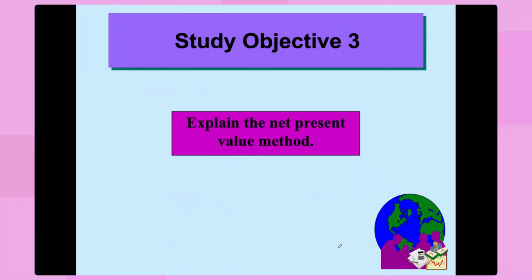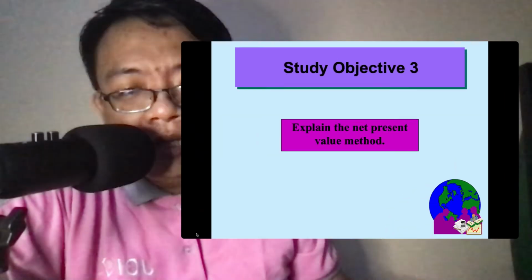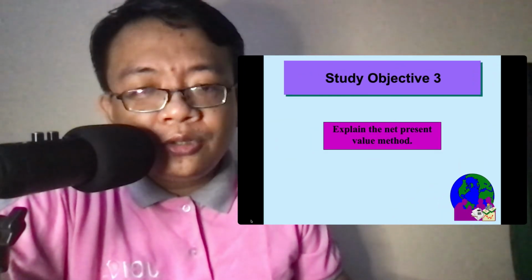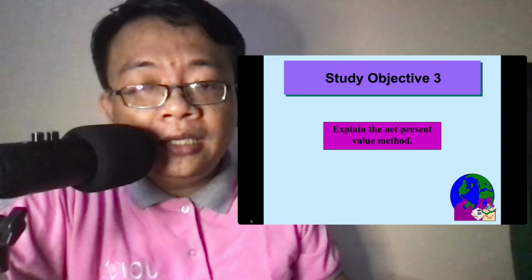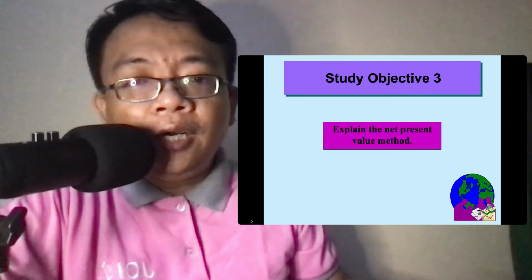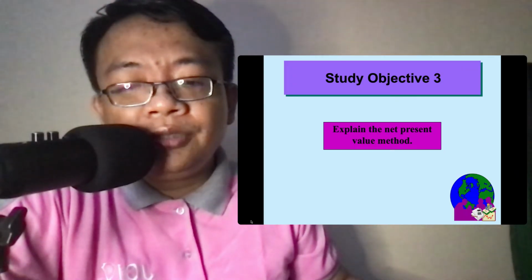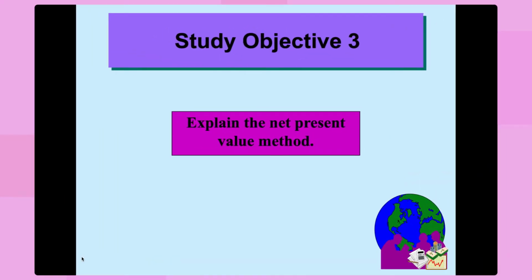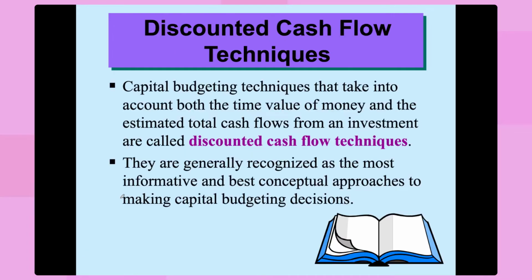Number 2 is all about the net present value method. What do you mean by net present value method, class? It is very important to explain the net present value. When you say net present value, we will now discuss more about the time value of money. It is also known as discounted cash flow. Why discounted cash flow? Because the future value will be converted into the present value.